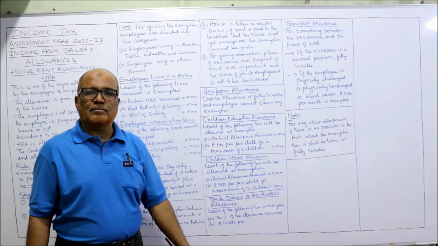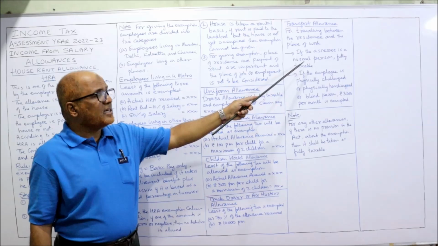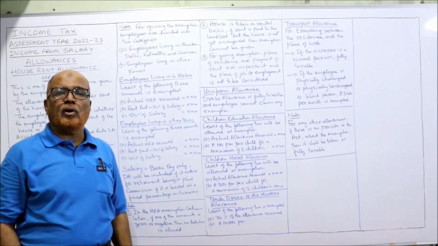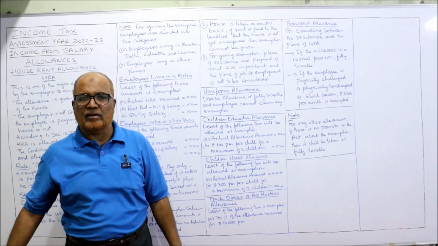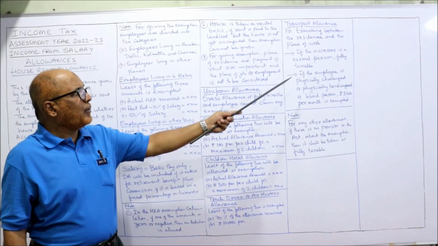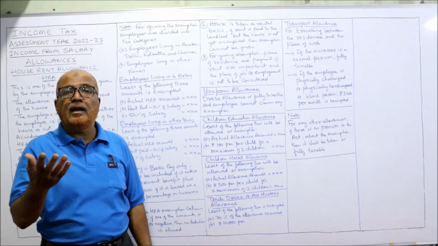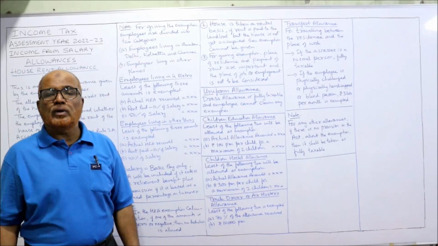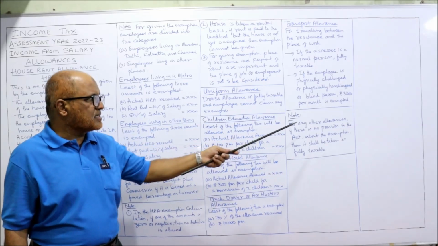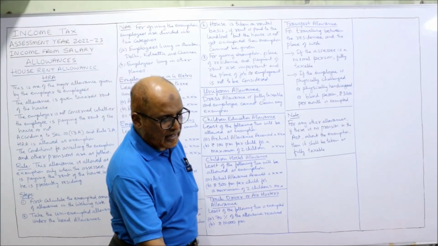Then transport allowance. For traveling between the residence and the place of work, if traveling allowance is given by the employer to the employee for going from residence to the place of work, and the employee is a normal person, it is fully taxable. If the employee is a physically challenged person, physically handicapped person, or a blind person, then up to 3,200 per month is exempted. Last one, for any other allowances, if there is no provision in the Act about the exemption, then it shall be taken as fully taxable.